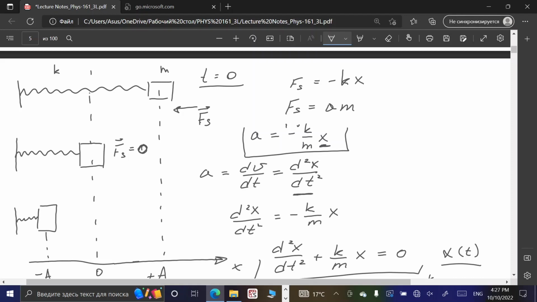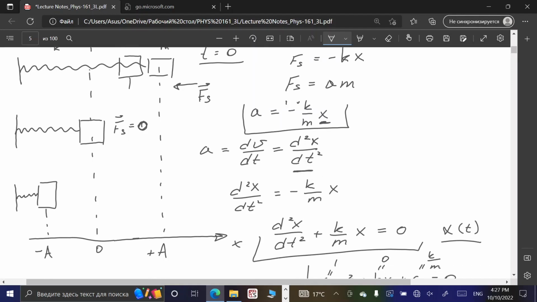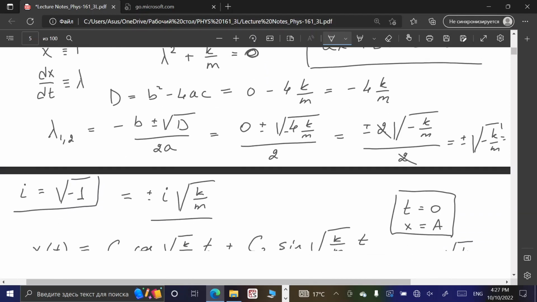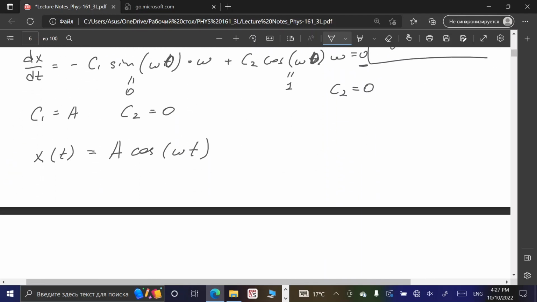However, it's possible that the block at t equals 0 will not be at A, but at some arbitrary position x. So in order to take this into account and have a general solution, we can introduce so-called phi, the phase shift, and add it to the argument of the cosine. So the general solution for x as a function of t will be A times cosine omega t plus phi. This argument of the cosine is the phase of the oscillation.